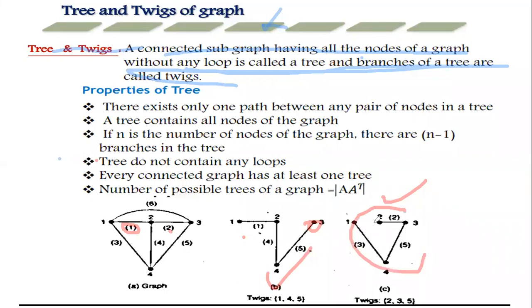This one again, we removed branch number 1 and branch number 6. So again, there is no closed path. All the nodes are present, or all are connected. So again, we have one more tree. Can you draw one more tree for this one? You can draw on the screen itself. I think you are able to draw it on the screen. Can you?